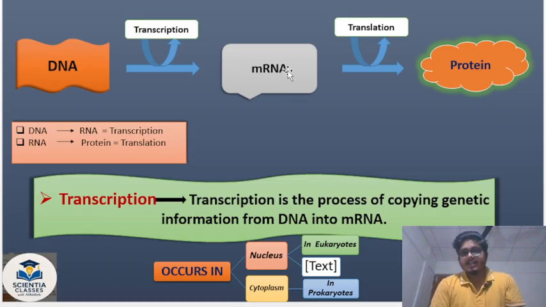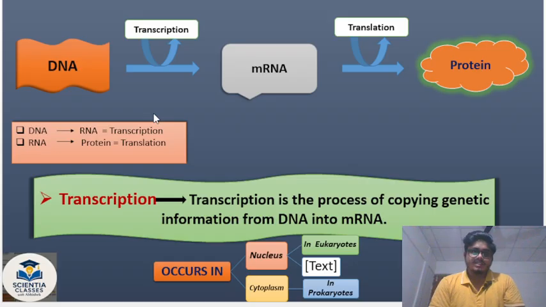After this, the messenger RNA will go outside the nucleus into the cytoplasm, where it can meet with the ribosome. Ribosome is like a protein-making factory, where the ribosome will decode the mRNA and make a protein, that is a polypeptide chain, through the process of translation. So DNA to RNA is the transcription process, and after that, RNA to protein is the translation process.